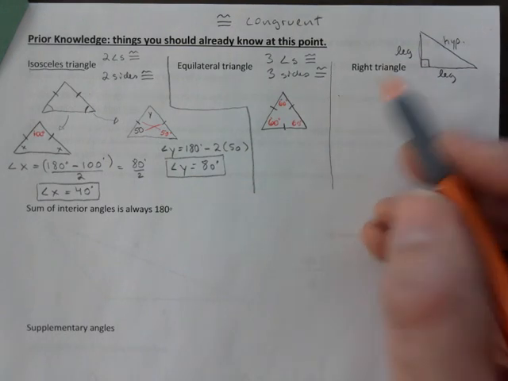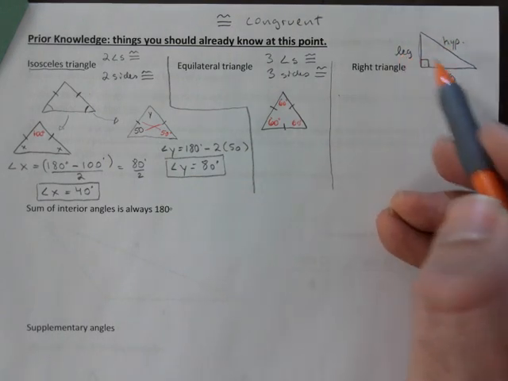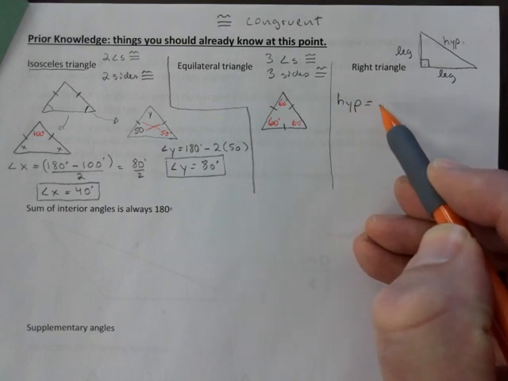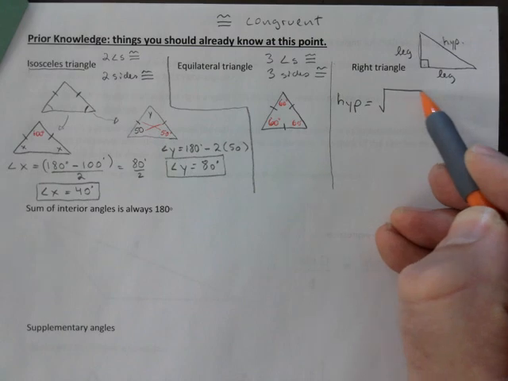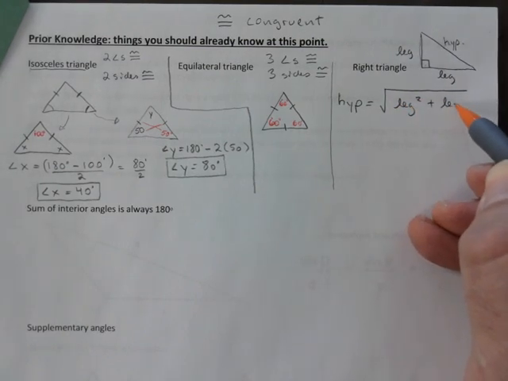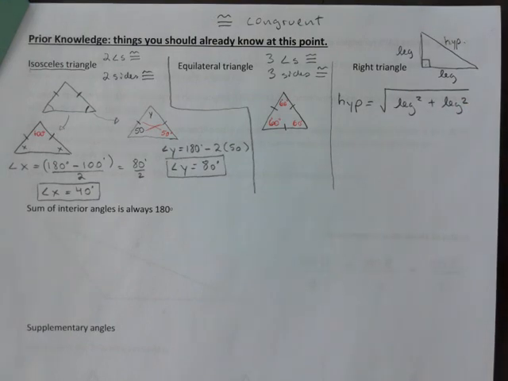So if you want to know what the hypotenuse is, so let's say you know both legs, you'll use this one. Hypotenuse is equal to the square root of leg squared plus leg squared. That's it. That's all you do. You add the squares of the legs and then you square root it when you're done.